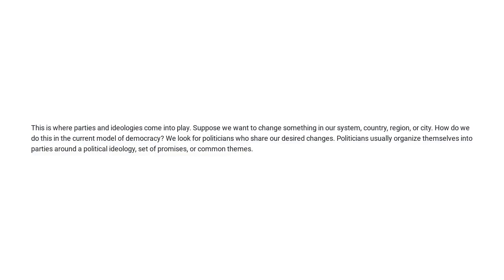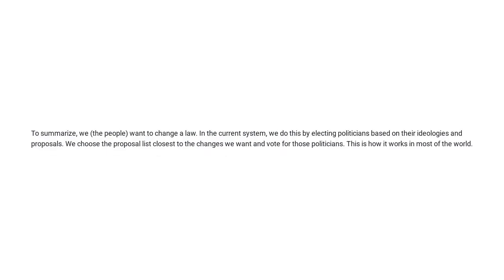Suppose we want to change something in our system, country, region, or city. How do we do this in the current model of democracy? We look for politicians who share our desired changes. Politicians usually organize themselves into parties around a political ideology, set of promises, or common themes. To summarize, we the people want to change a law. In the current system, we do this by electing politicians based on their ideologies and proposals. We choose the proposal list closest to the changes we want and vote for those politicians. This is how it works in most of the world.